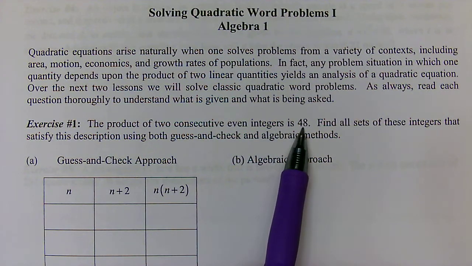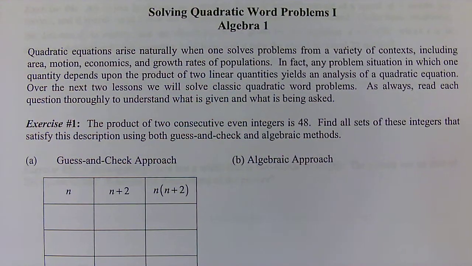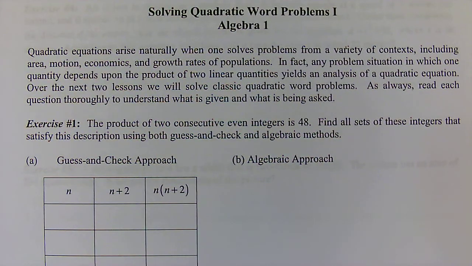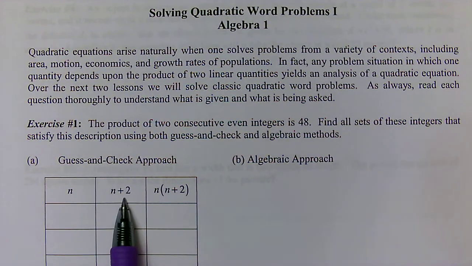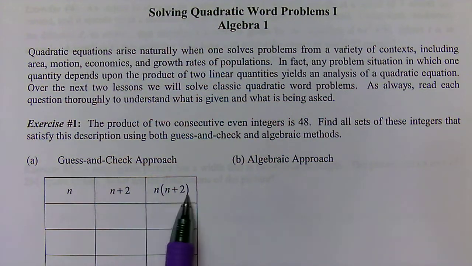We're told that that product is 48. So we need to figure out how we are going to write an equation to show that the product of two consecutive even integers is 48. Well, if you choose n to be the first integer, if they're consecutive and even, that means they are 2 units apart. So n plus 2 would be the second integer, and their product would mean you multiply them together.